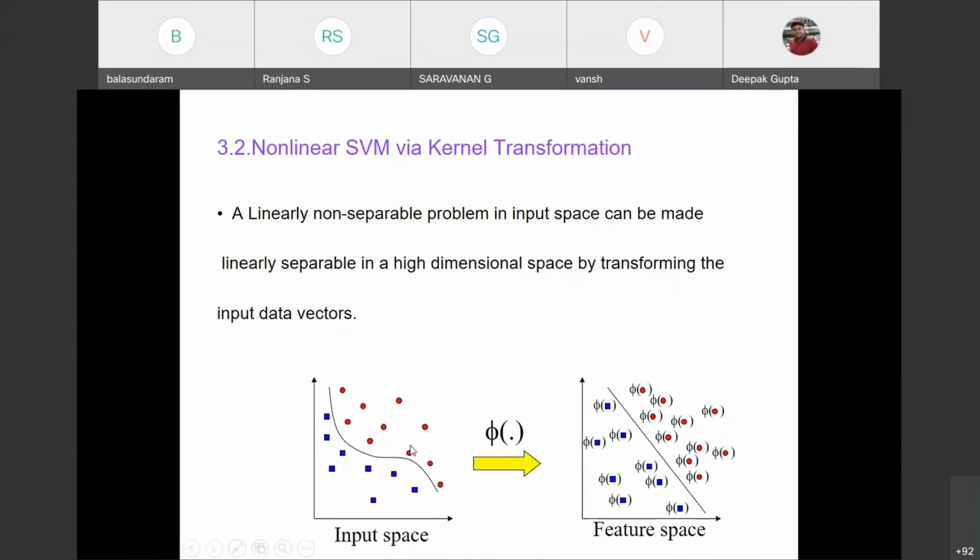Once I do that, instead of performing my optimization problem, or whatever theoretical study we carried out in the input space, I will be doing it in the feature space. Wherever xi is there initially, now I will be replacing it by phi of xi, and then you go through the same kind of derivation. So ultimately, what will you get?